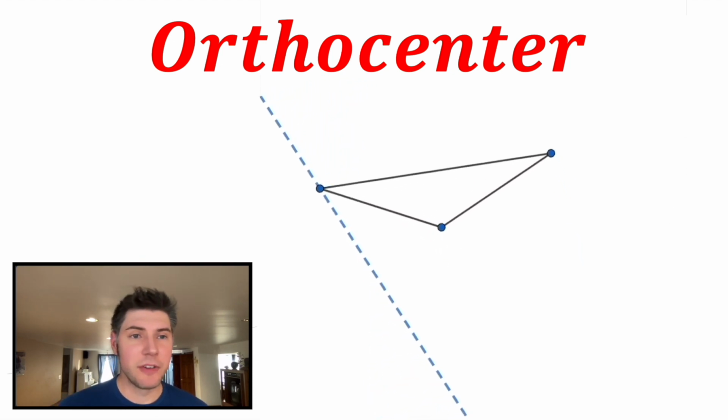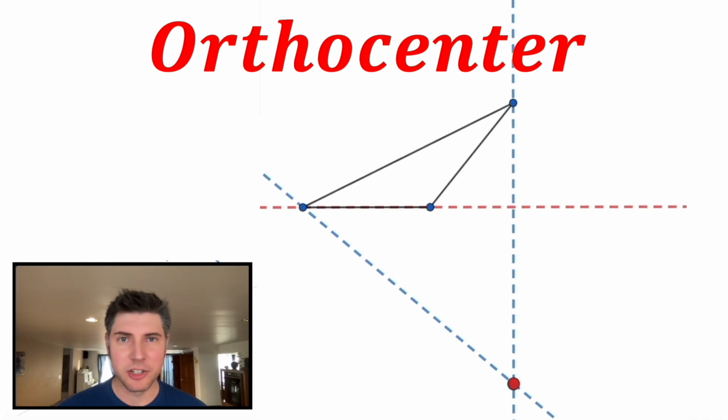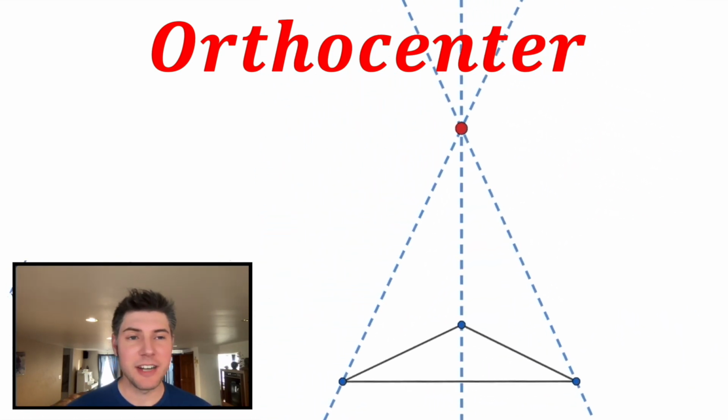Let's rotate the triangle to find the new base. Let's extend that base, find that altitude, and extend that. So we can see that these two altitudes intersect outside of the triangle. And that will always happen with an obtuse triangle. And if we rotate the triangle again and find the third altitude, they will all intersect at the orthocenter. For obtuse triangles, the orthocenter will be outside the triangle.